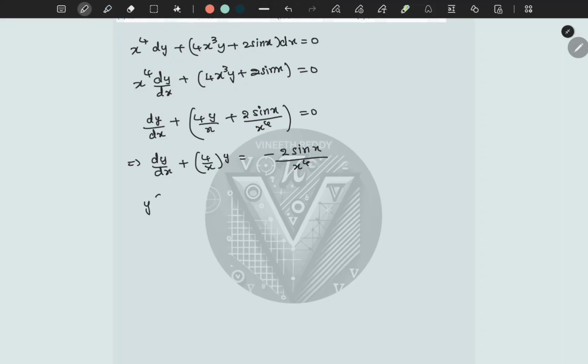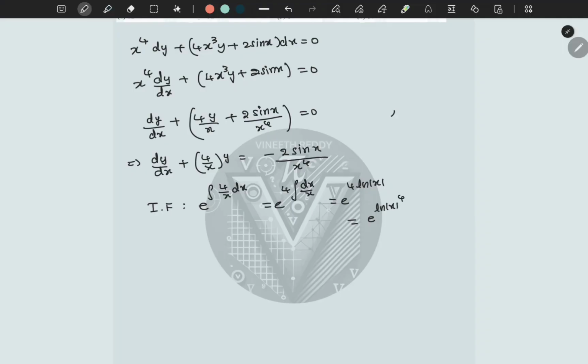Now the general solution should be y into the integration factor. So we will first find the integration factor. That will be e power integral p dx, so 4 by x dx. So that should be e power 4 integral dx by x. It should be ln mod x. So here we get e power ln mod x power 4.